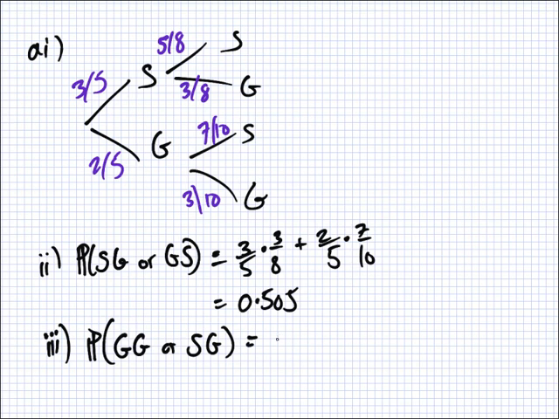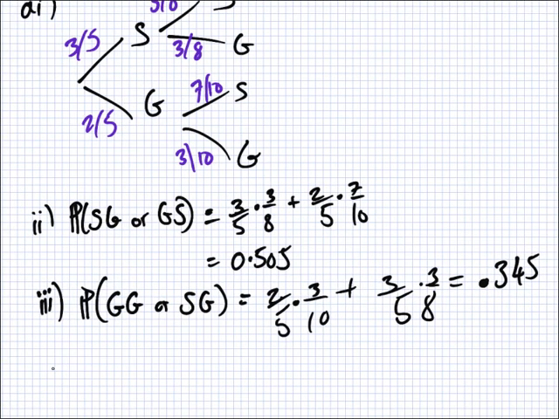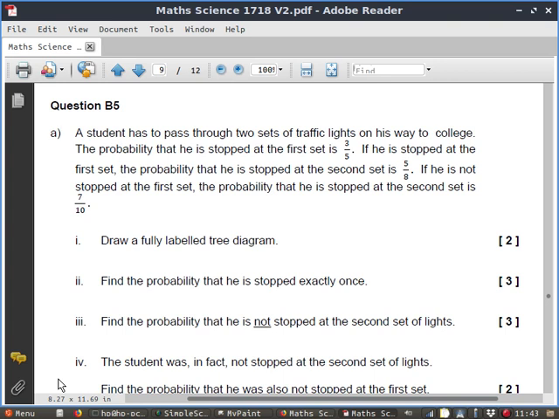Well, let me just write it down. Go, go is 3/5, 3/10, isn't it? And 3/5, 3/8. Basically, that's what I said. Okay. 0.345. 69 over 200. Okay. Part 4. The student was in fact not stopped at the second set of lights.